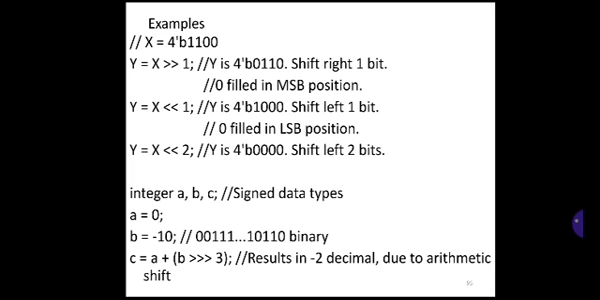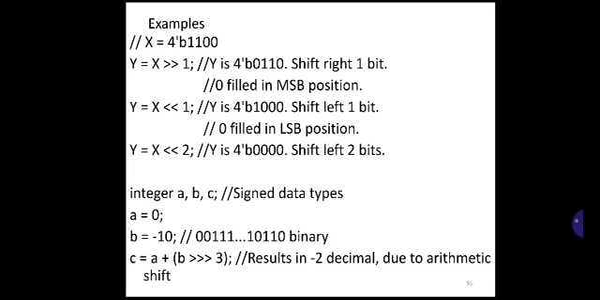Second example, y is equal to x left shift 1. So x is 1100, left shift operation. Shift the x value left side by one time. So the most significant bit 1 is vanished here. All the other bits are shifted one time left side, so that is 100. The least significant bit is vacated, so that vacated bit is filled with 0. So the result is 1000.